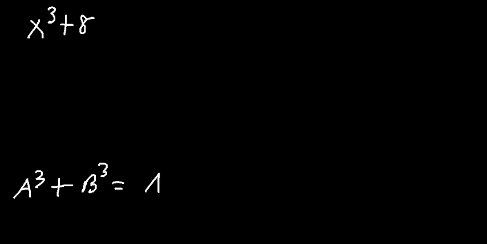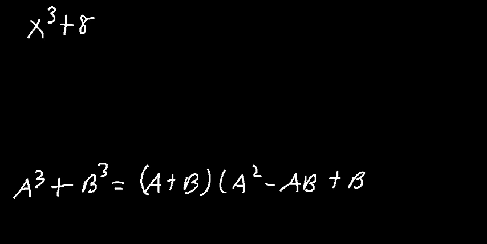So our next topic that you need to know is the sum and difference of perfect cubes. So let's say you want to factor x cubed plus 8. The equation that you need is a to the third plus b to the third is equal to a plus b times a squared minus ab plus b squared.